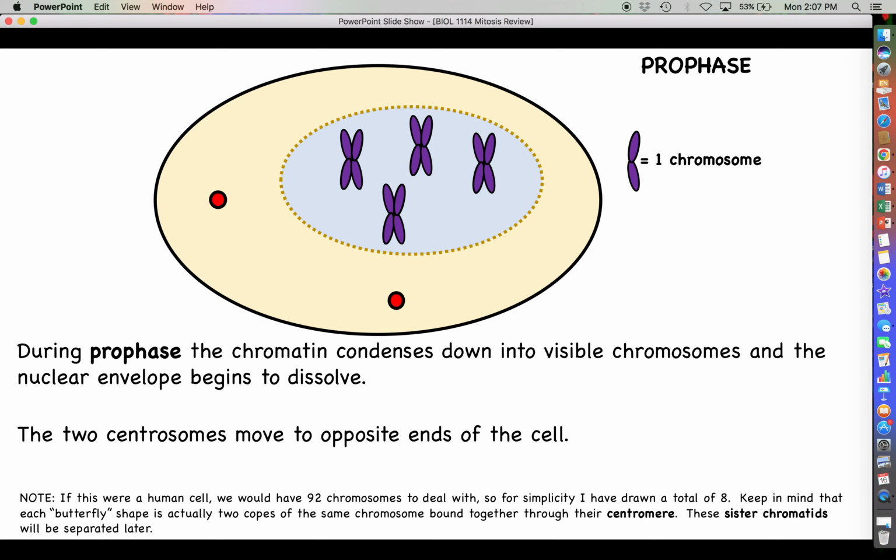Now, I do want to make a quick note about how I am illustrating this process here. If this were a human cell, as I said before, at this point we would have a total of 92 chromosomes to deal with. One chromosome is one of these single structures that you see right here. So each butterfly structure that you're looking at right here is actually 2 different chromosomes that are latched onto each other. Those are called sister chromatids. It's 2 copies of the same chromosome that are latched onto each other. And we'll talk about how we're going to separate those from each other later on.